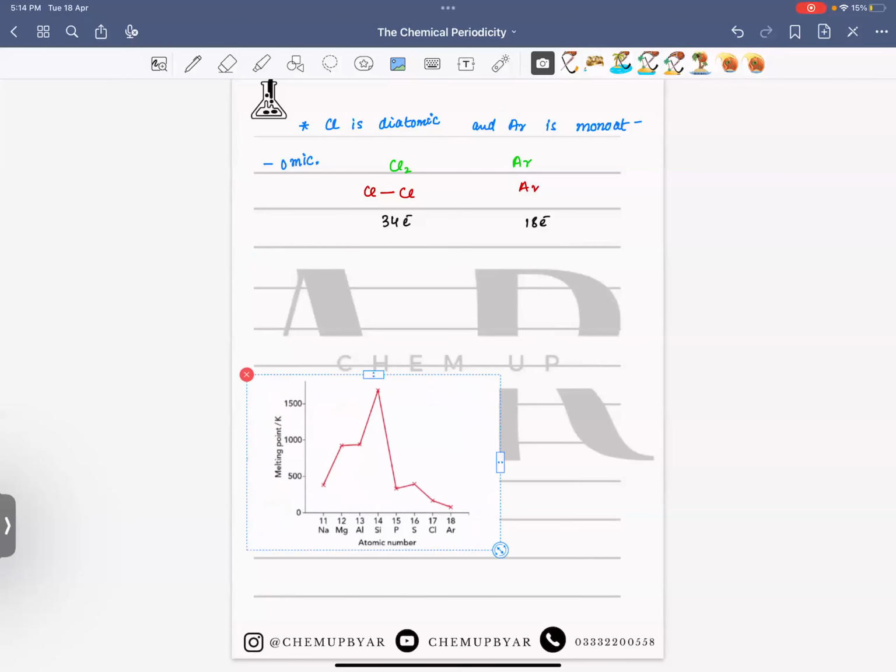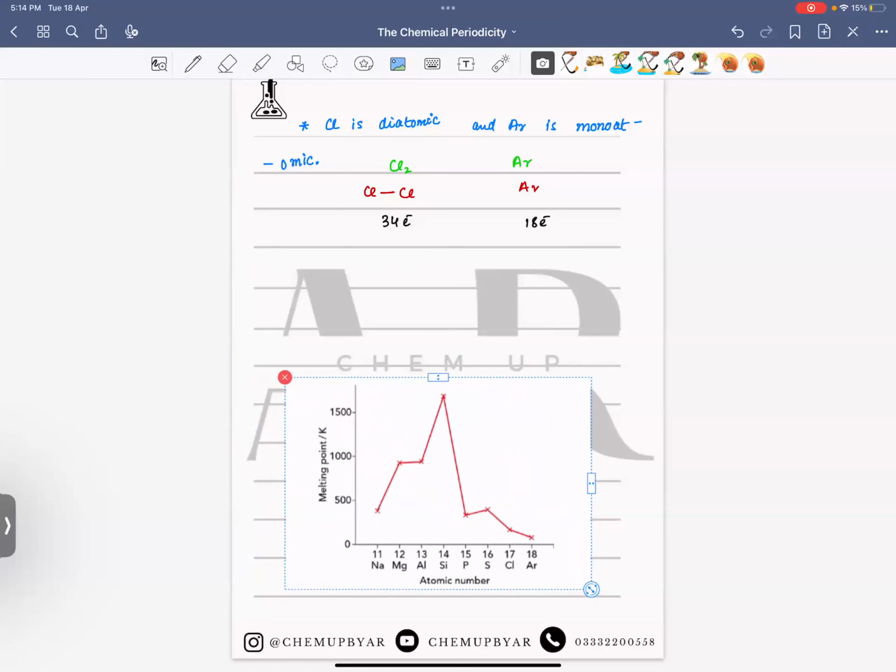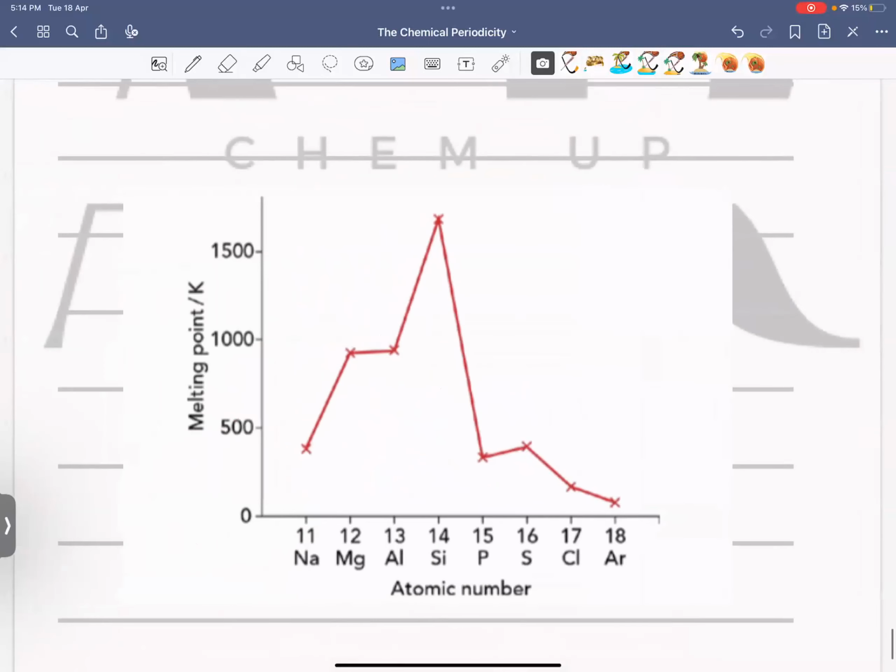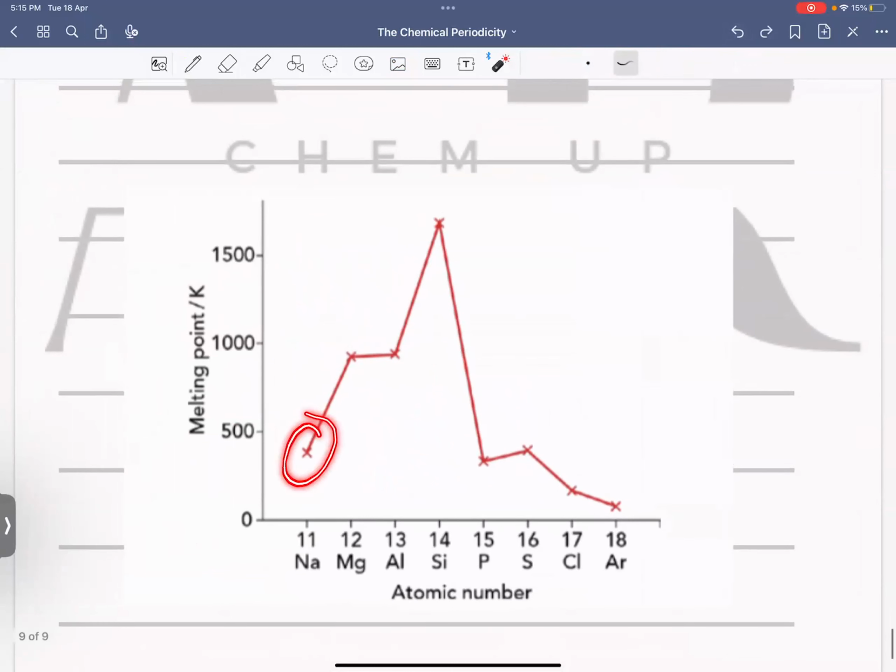So see, this is the trend that you need to show, but there is one important thing over here, that sodium is +1, right? And magnesium is +2. So from sodium to magnesium, the melting point gets double, but from magnesium to aluminium, it increases a little.